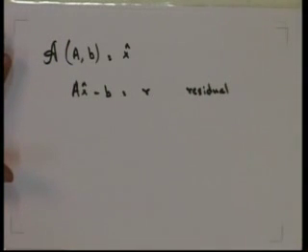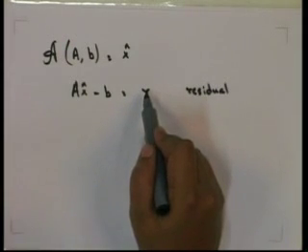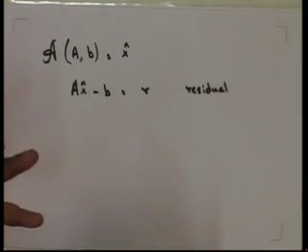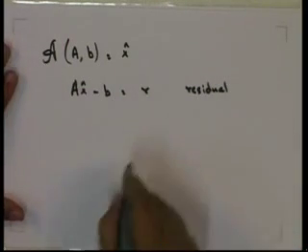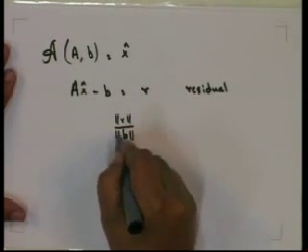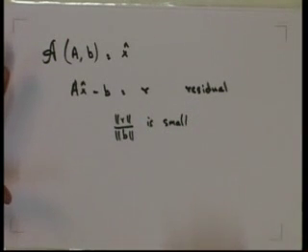Now, typically we say that if the residual is small, I mean, the magnitude of this R must be small in comparison to the magnitude of B. We are again talking about relative error. So if the residual relative error, R by B, is small, then we typically assume that we have got the correct answer. That's not the correct interpretation.